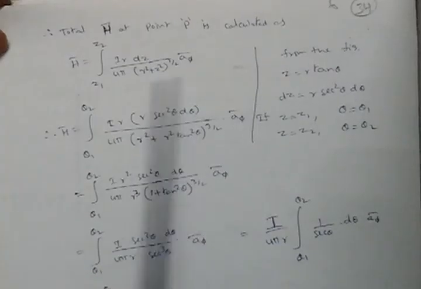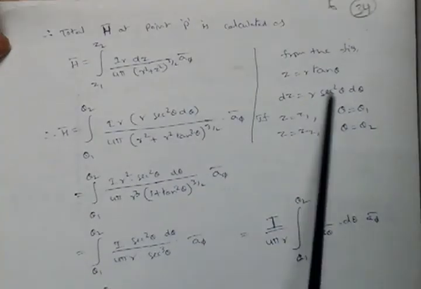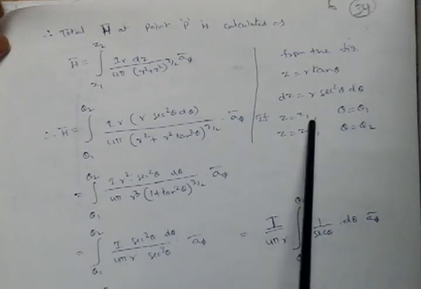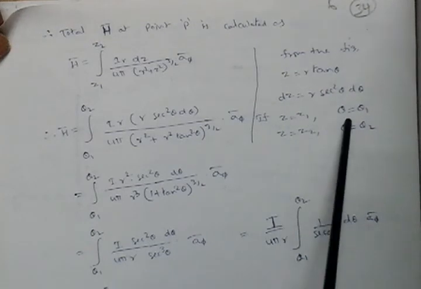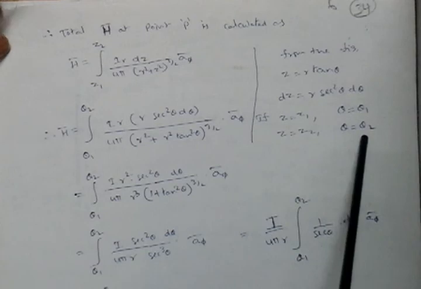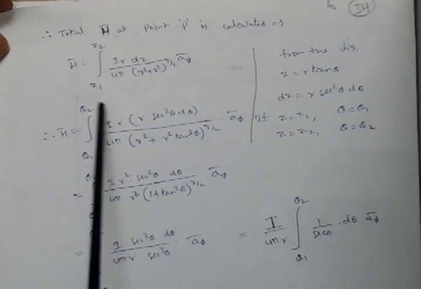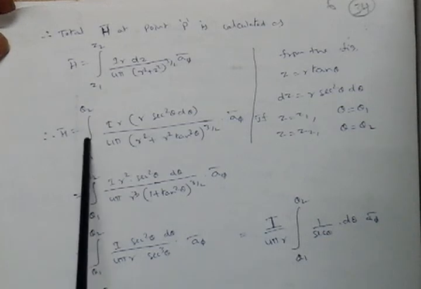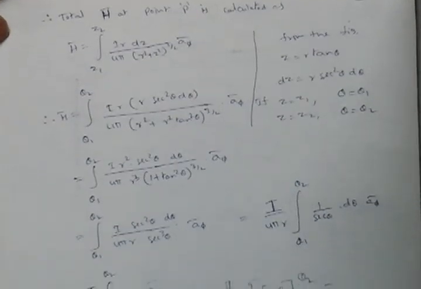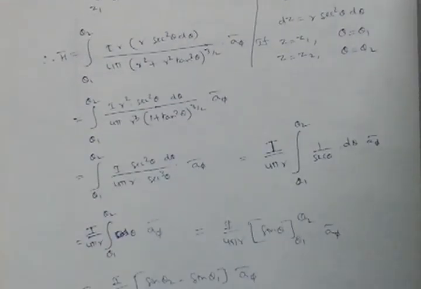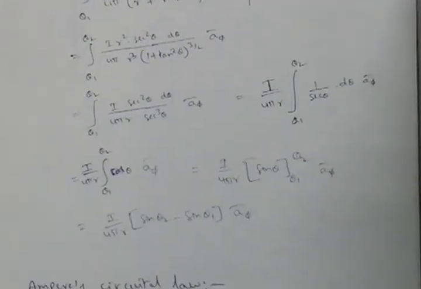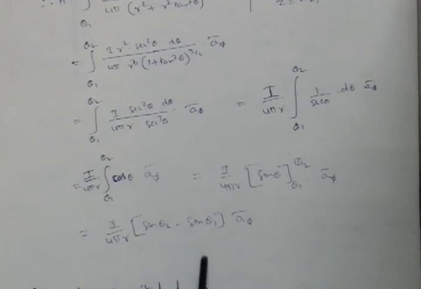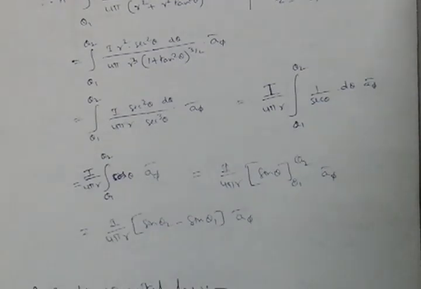So finally, H bar is equal to this. Z is equal to R tan theta, dz. Z is equal to z1, Z is equal to z2. Z1 corresponds to theta 1 and z2 corresponds to theta 2. That we need to replace, because the limits were initially from z1 to z2. What is z1? It is theta 1. What is z2? It is theta 2, from the diagram. So finally, you will get the mathematical expression H is equal to I divided by 4 pi R, then sin theta 2 minus sin theta 1, A phi bar. This is the mathematical equation for the magnetic field intensity for finite length. The previous one is for infinite length.